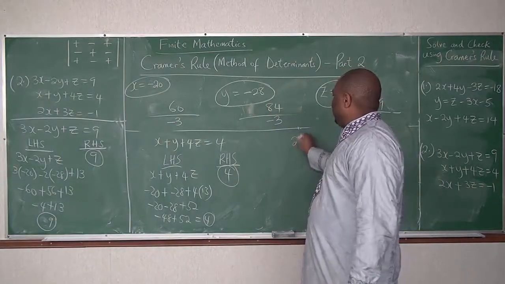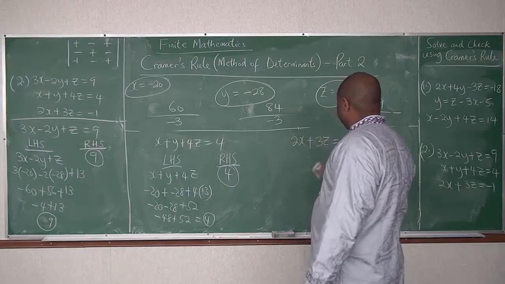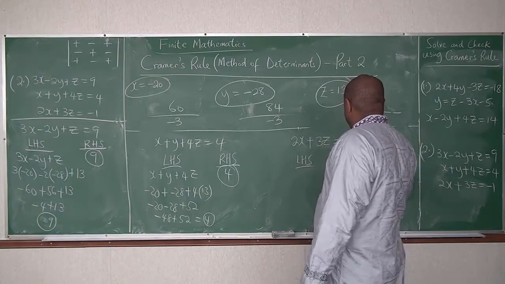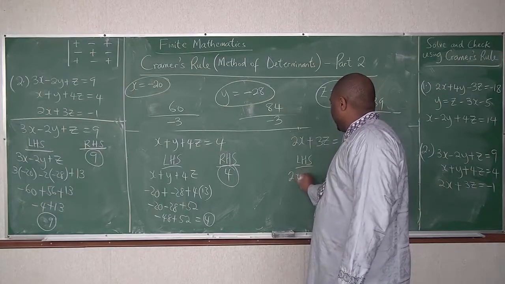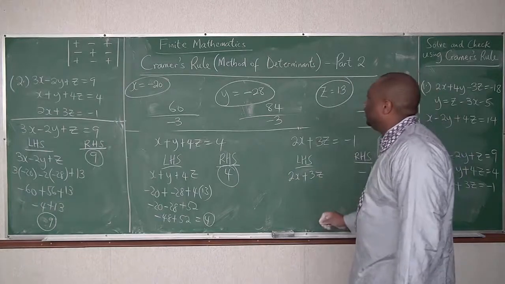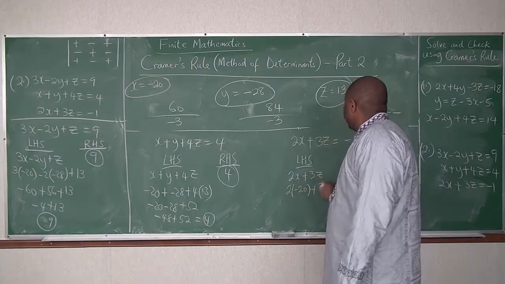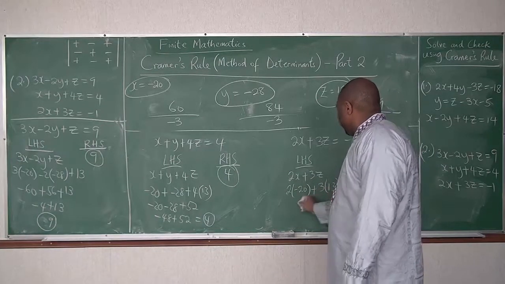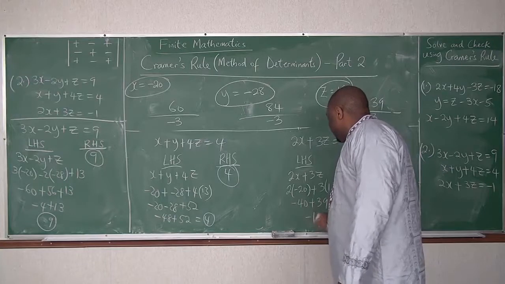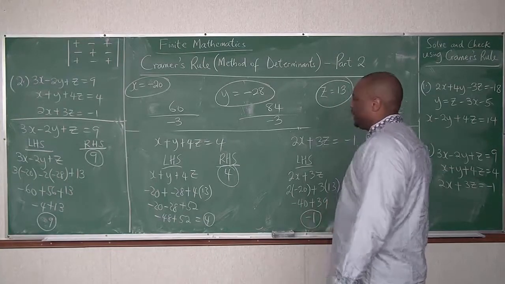Equation 3: 2x plus 3z equals negative 1. Left hand side is 2x plus 3z, right hand side is negative 1. So this will be 2 times negative 20 plus 3 times 13, which is negative 40 plus 39, and that is negative 1. Negative 1 on your left, negative 1 on your right.